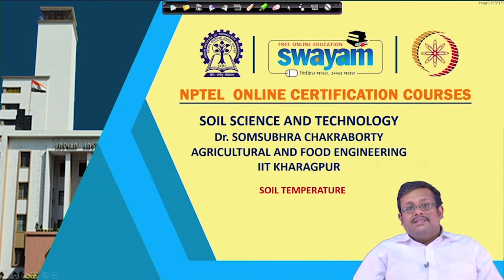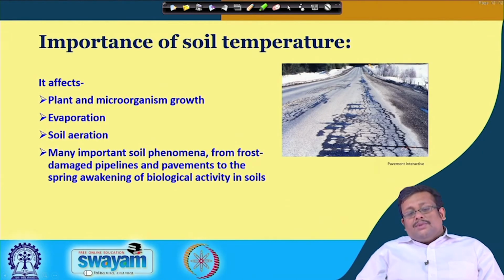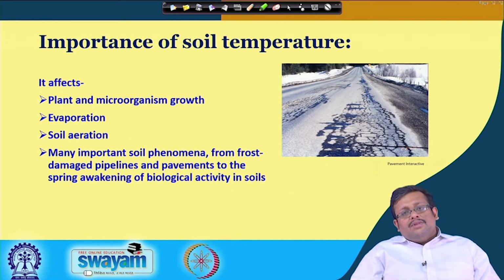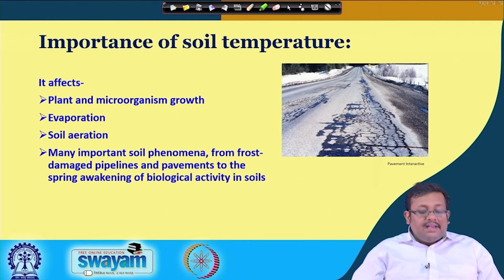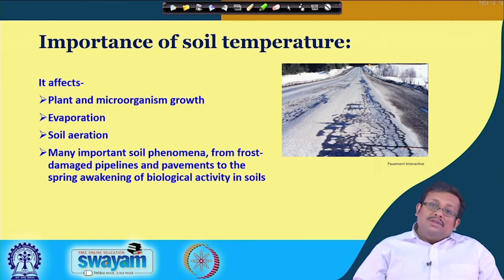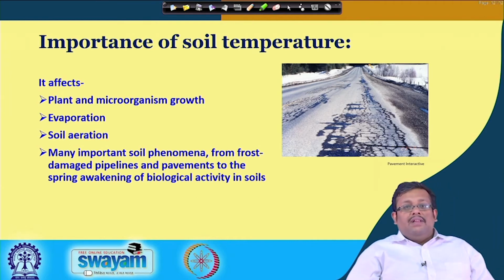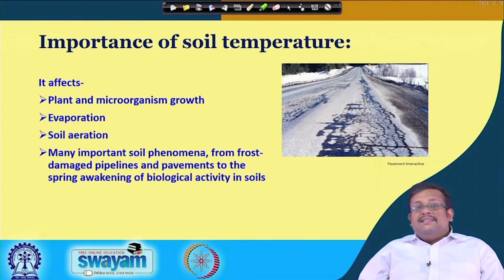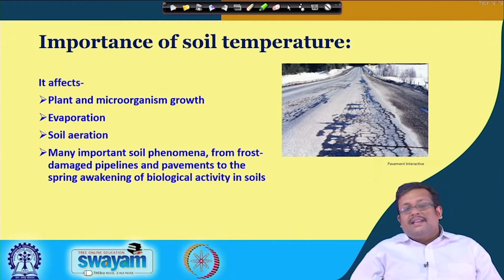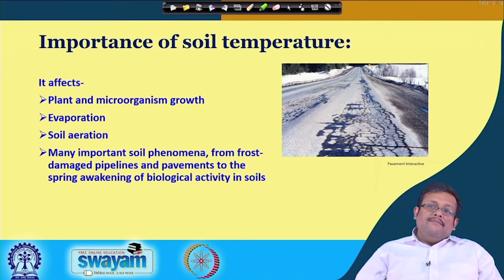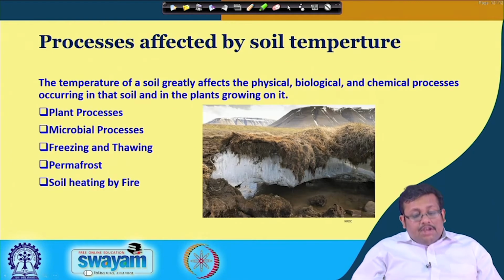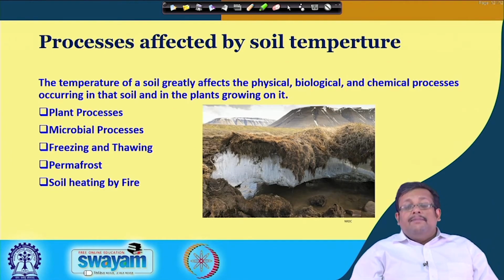This is a very important soil physical parameter. Now, what is the importance of soil temperature? Well, soil temperature is very important because it affects plant and microorganism growth, it also affects evaporation, it affects soil aeration, and many important soil phenomena, from frost damage to pipelines and pavements, to the spring arrival of biological activities in soil, are governed by the soil temperature. So, it is a very important soil physical property. So, what are the processes that are affected by soil temperature?